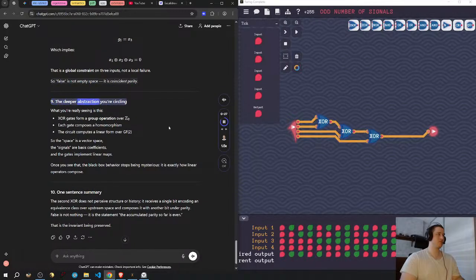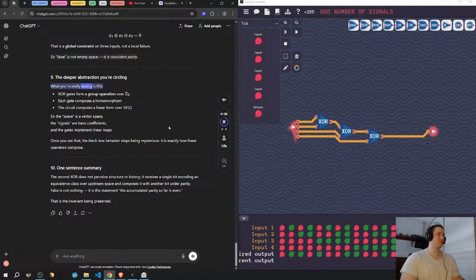9. The deeper abstraction you're circling. What you're really seeing is this. XOR gates form a group operation over Z2. Each gate composes a homomorphism. The circuit computes a linear form over GF2. So the space is a vector space. The signals are basis coefficients. And the gates implement linear maps. Once you see that, the black box behavior stops being mysterious. It is exactly how linear operators compose.